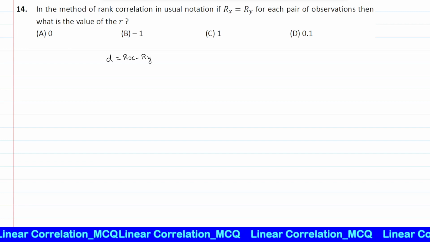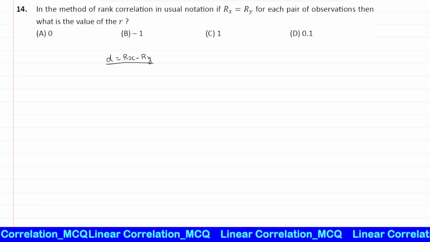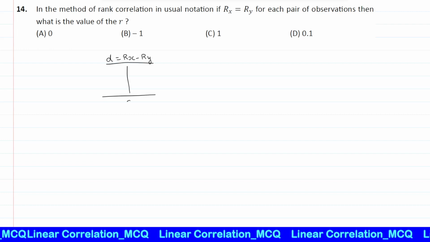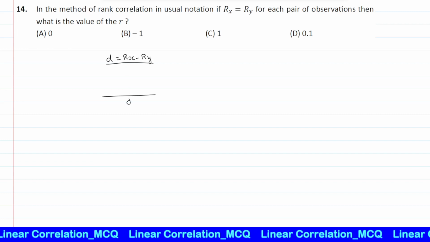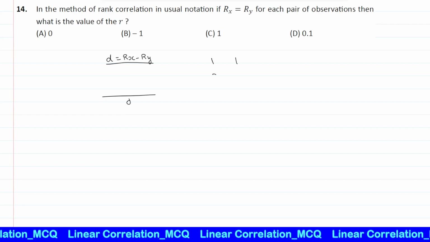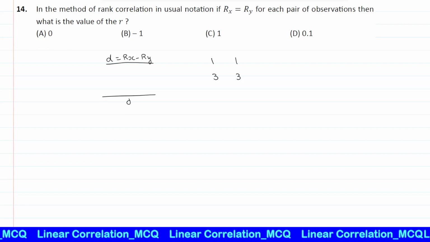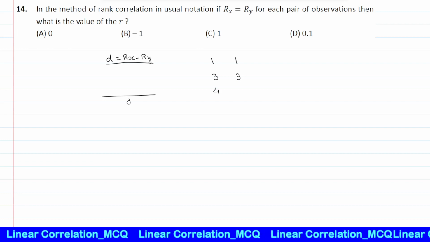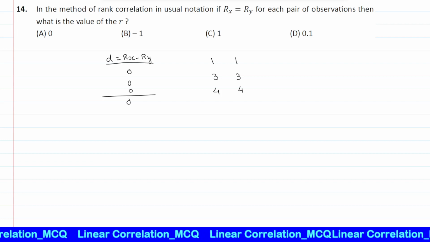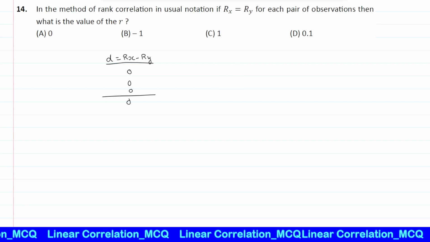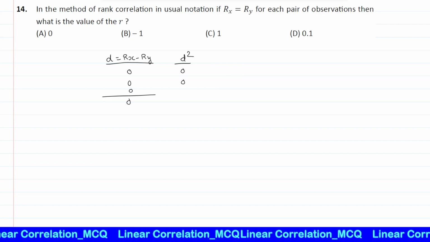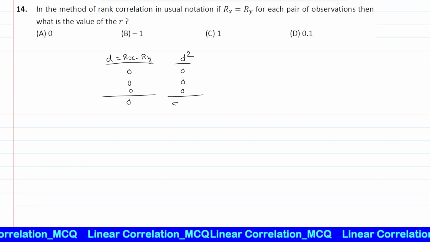If Rx equals Ry, then what is the total of D? The total of D is always 0. Like Rx equals 1, Ry is also 1; Rx equals 3, Ry is also 3; Rx equals 4, then Ry is also 4. That means the difference is 0, 0, 0. Similarly, if we square d, we get d square equal to 0, 0, 0, and sigma d square equals 0.